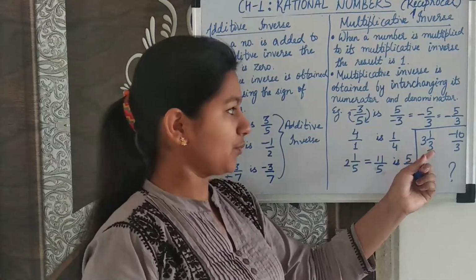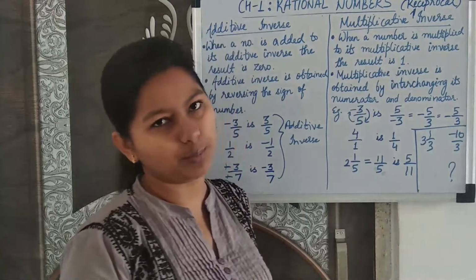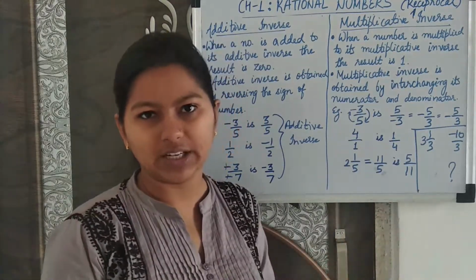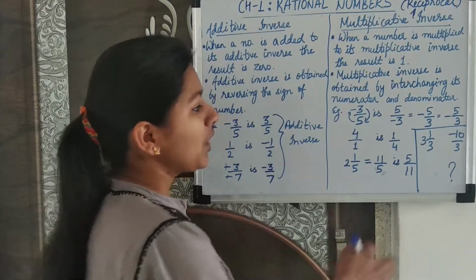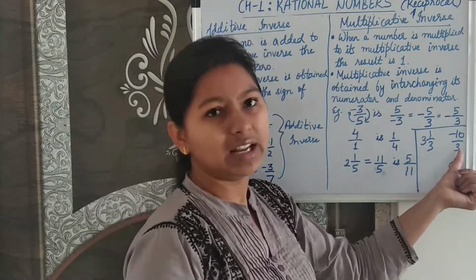So, without doing any calculation, just by observing the question properly, you can say that no, it's not the multiplicative inverse. Why am I saying so? Because see, here the number is positive and here the number is negative.